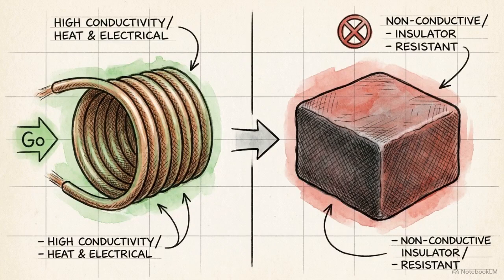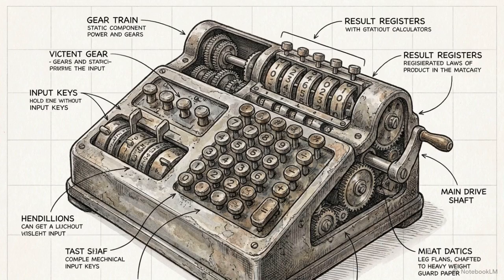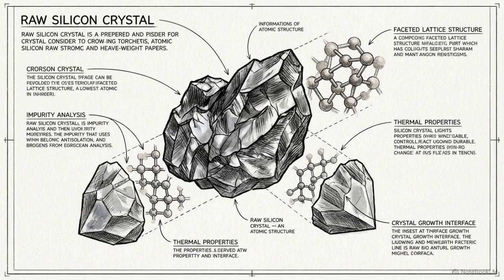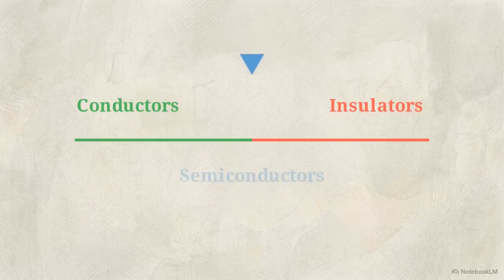But here's the problem. If we only had materials that were permanently stuck on go or permanently stuck on stop, we could never actively direct the electricity. We wouldn't be able to do math or run programs. This is where a very special type of material comes in. It sits exactly in the middle of our two extremes. We call it a semiconductor.